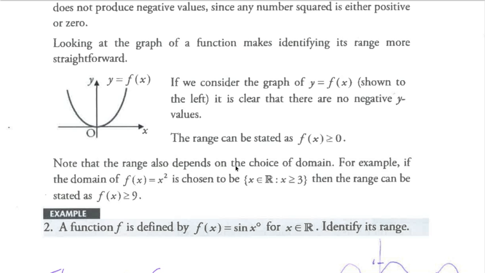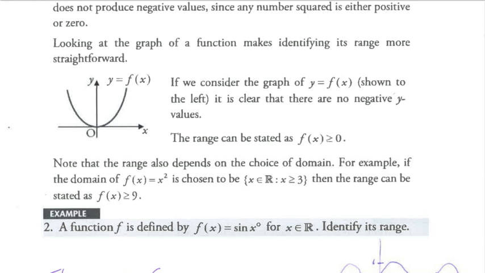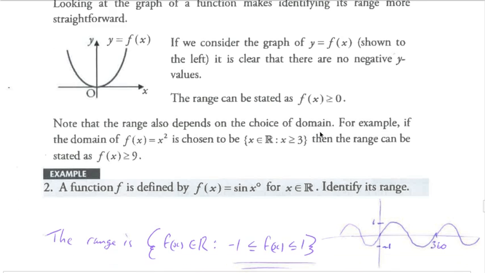And the range also depends on the choice of domain. I said there that x could be anything, but if there is a restriction on the domain, for example, if we're just looking at x greater than or equal to 3, so only values of x of 3 or more, then the range would be f of x is greater than or equal to 9, because if we do 3 squared, we get 9. If we do any value larger than 3 and square it, we get more than 9. So all the possible values that f of x could take would be 9 or more. So f of x is greater than or equal to 9.